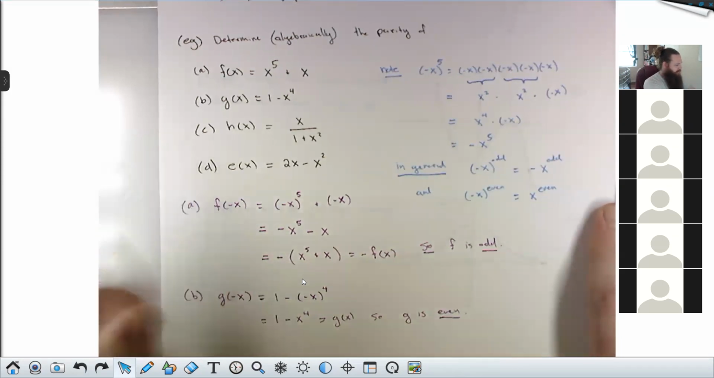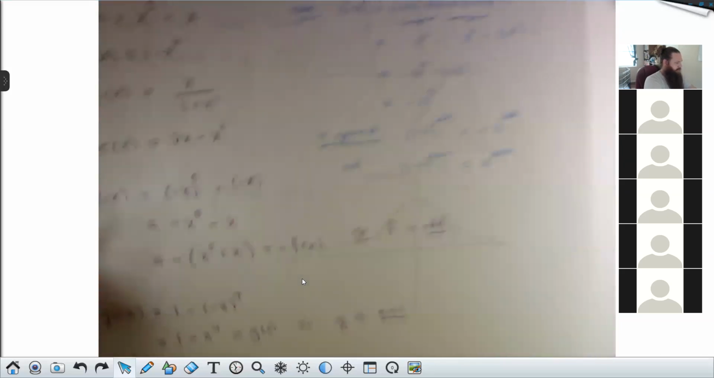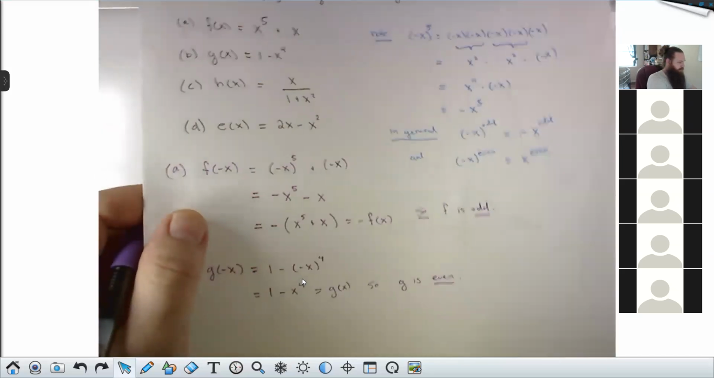We might be able to squeeze h in here, but let's be generous to ourselves. Let's give ourselves some space.